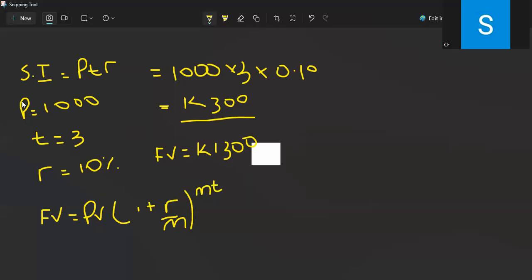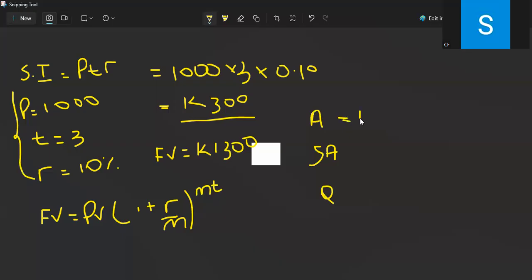So with the same characteristics, suppose we're given a principal of 1,000, time of 3 years and interest of 10%. And you've been asked to calculate the future value annually, future value semi-annually, and future value quarterly. Can we calculate our future value for each of these? So the more we compound, the higher the figure.